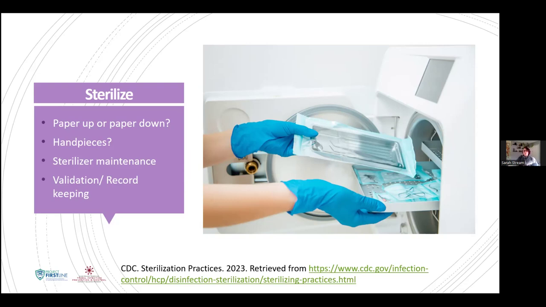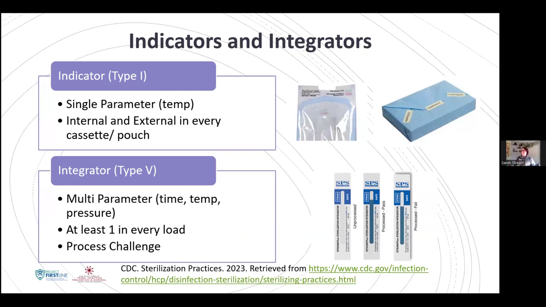And then we wanted to talk about that validation testing. So there are a couple different types of validation testing that should be done with the sterilization process. So the first one is a type 1 indicator, which is a single parameter test.